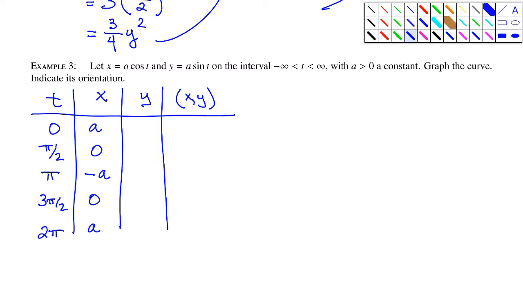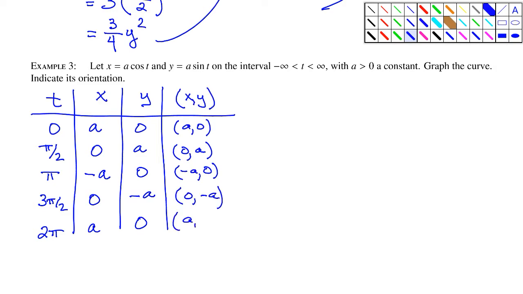Let's repeat that for the y's. A times the sine of 0 is 0. A times the sine of pi over 2 is a. A times the sine of pi is 0. A times the sine of 3 pi over 2 is negative a. And then a times the sine of 2 pi, back to 0 again. So these points are a comma 0, 0 comma a, negative a comma 0, 0 comma negative a, and then a comma 0.